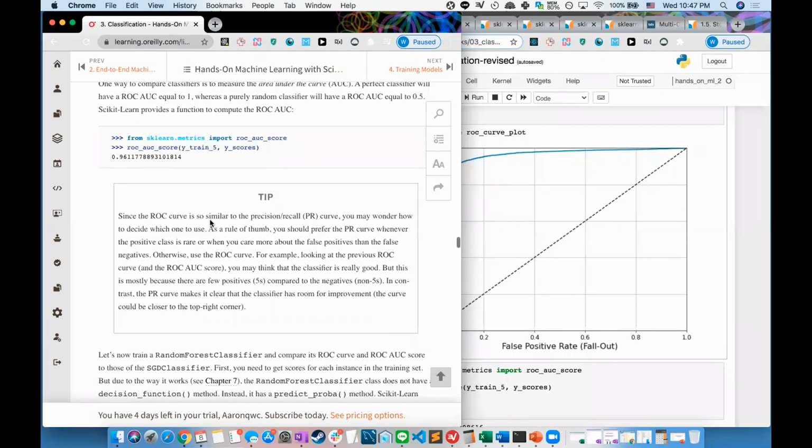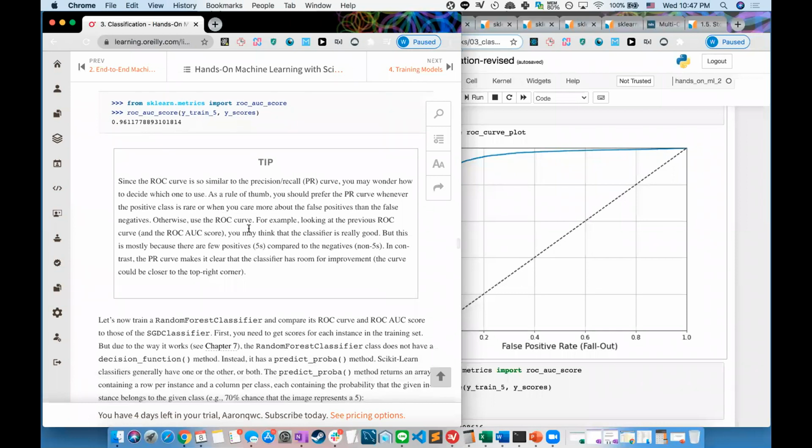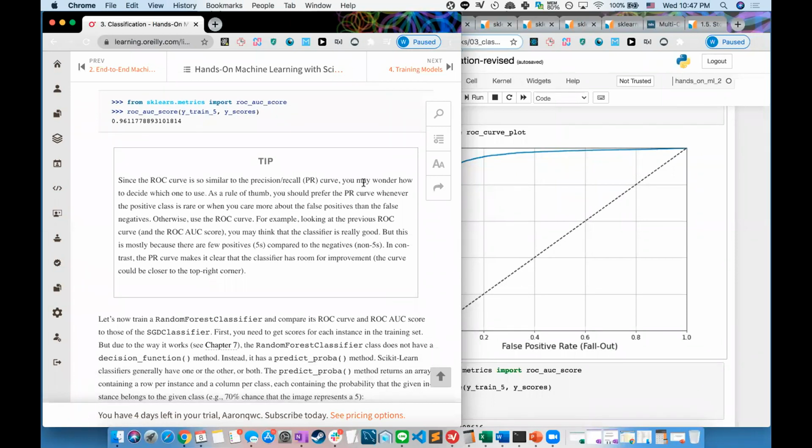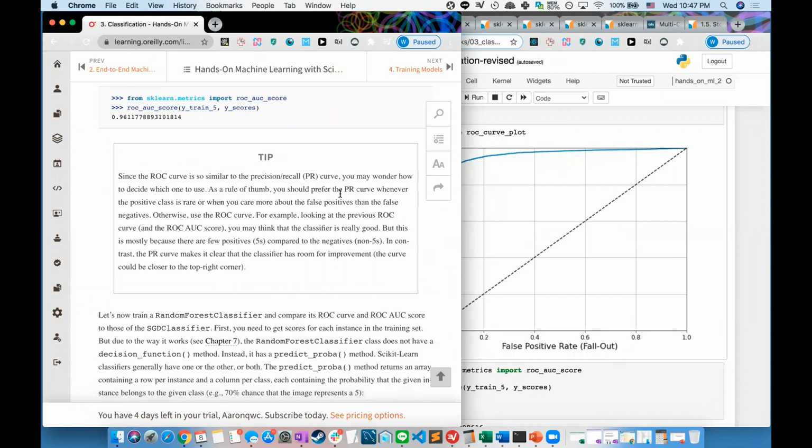Great. So, tip: since the ROC curve is so similar to the precision recall curve, you may wonder how to decide which one to use. As a rule of thumb, you should prefer the PR curve whenever the positive class is rare, or when you care more about the false positives than the false negatives. Otherwise, use the ROC curve.